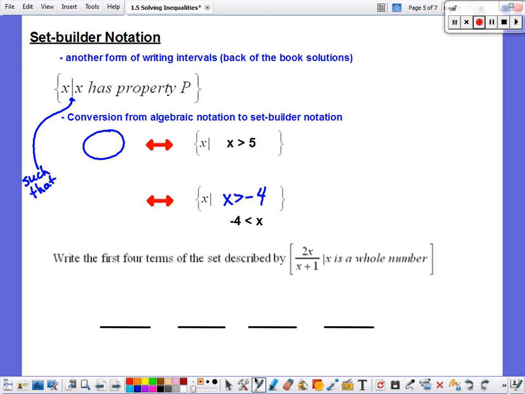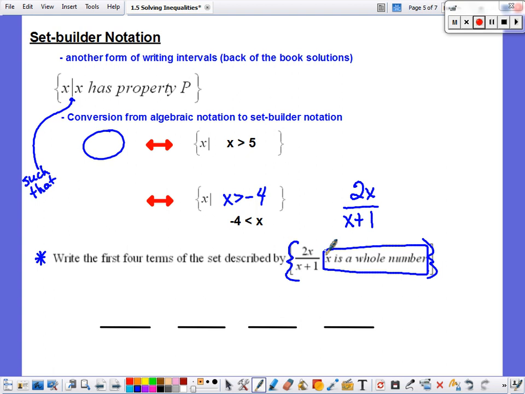The last one here is a little bit more advanced. We won't have a lot of these, but we want to take a look at it. It says write the first 4 terms of the set described. This is supposed to be in set notation, so I'll need to fix that. But what we have here is not a variable anymore, but some kind of formula, some kind of expression, 2x over x plus 1. And they're telling us the condition for x, such that x is a whole number.